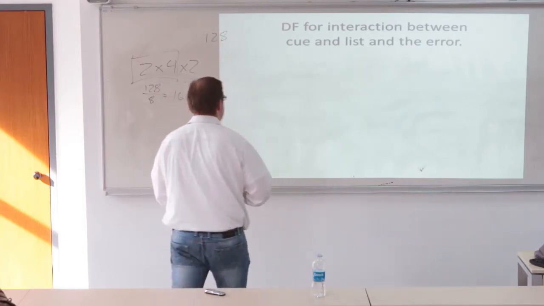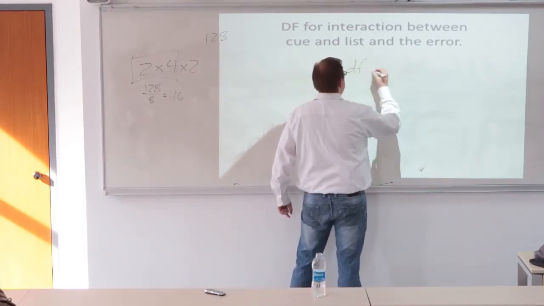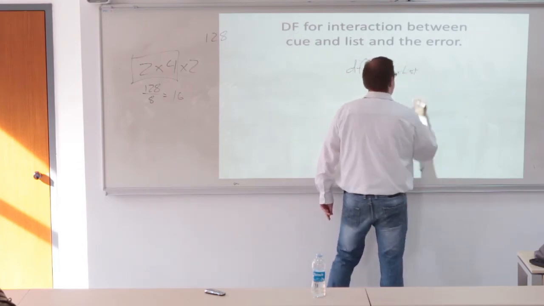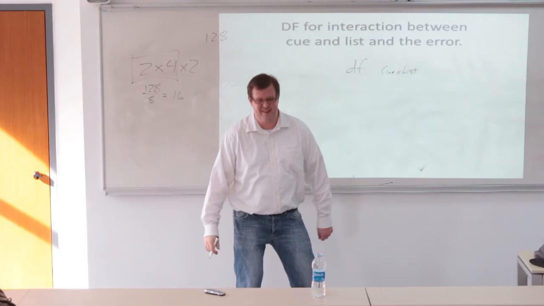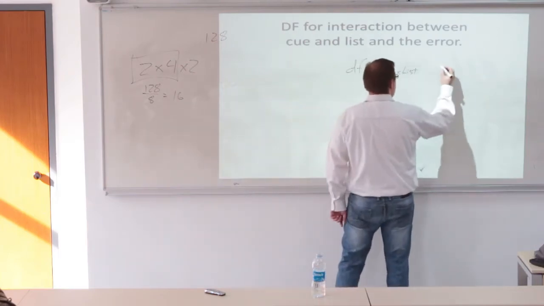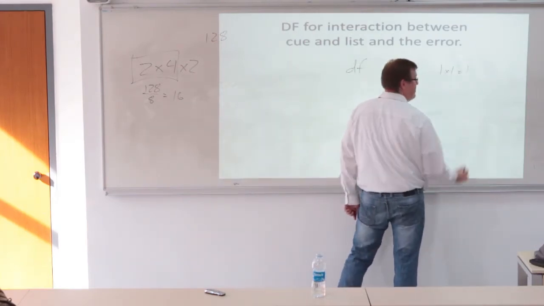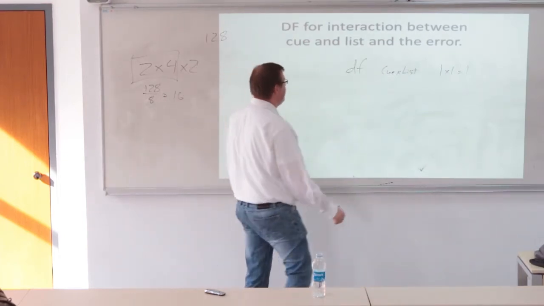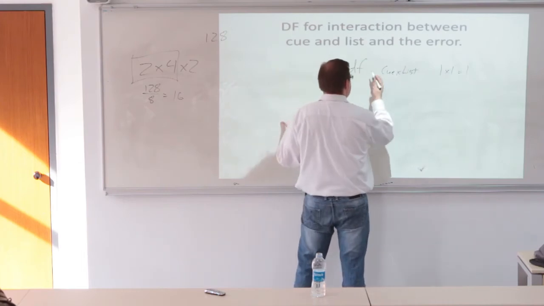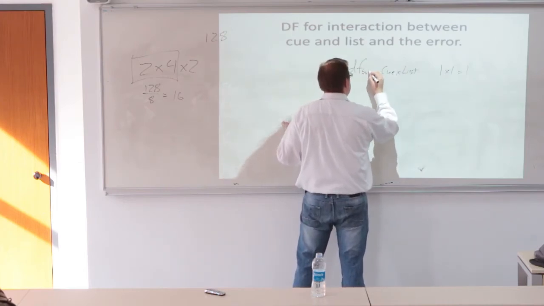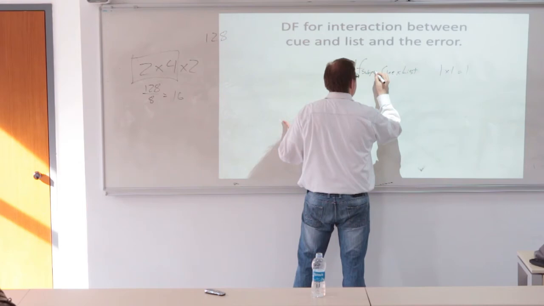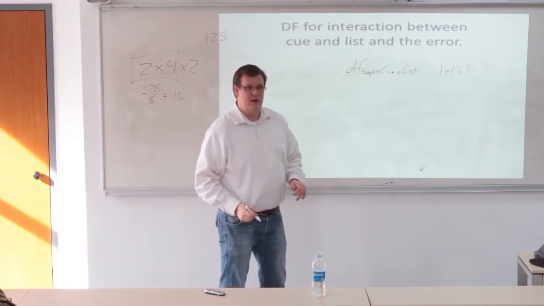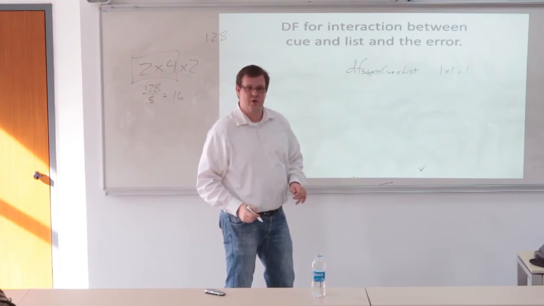So let's figure out how many degrees of freedom we should have for our Q by list interaction. 1. Good grief, that was easy, right? You have 1 times 1, 1, right? Now for the error. It's not df Q list, it's the degrees of freedom for subject times Q times list. 3, 2, 2.